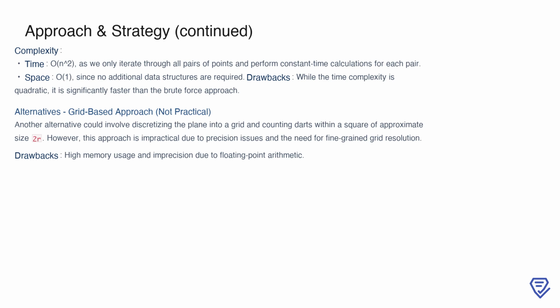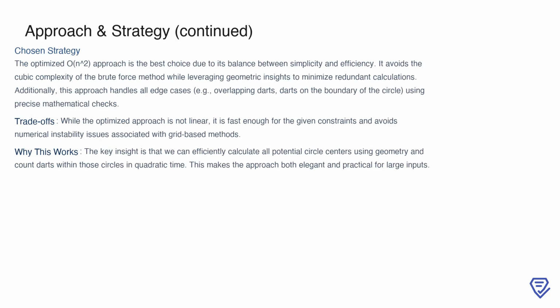However, it's worth noting that while quadratic time is acceptable for the given constraints, this approach still has its limitations when scaling to extremely large inputs. Additionally, while a grid-based alternative could be considered, discretizing the plane into a grid creates its own challenges. This method would require high memory usage and could suffer from precision issues due to floating-point arithmetic, making it impractical for our purposes. Ultimately, the chosen strategy is the optimized O(n²) approach.